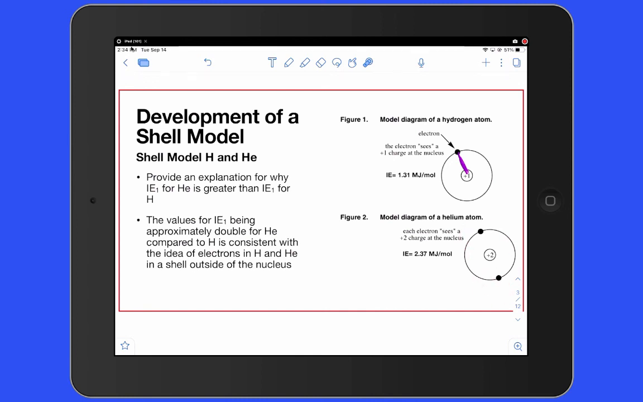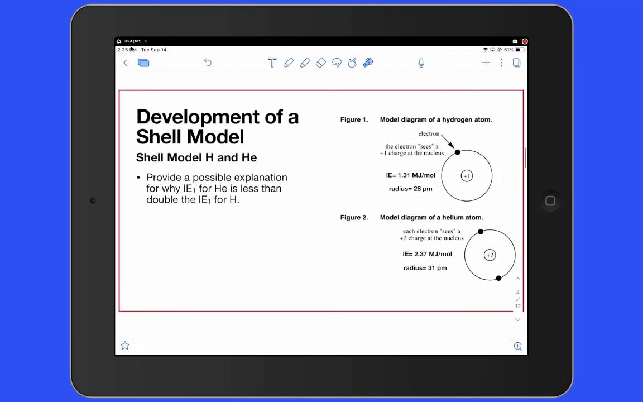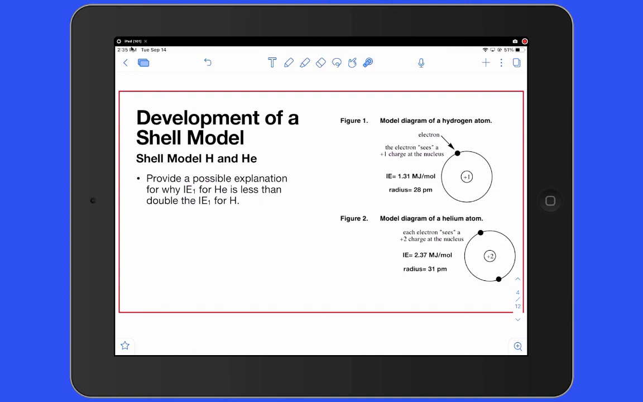What I am not saying is if you remove one of them, then the next ionization energy, the second ionization energy, that would become different. Now, provide a possible explanation for why the ionization energy for helium is less than double the ionization energy for hydrogen.